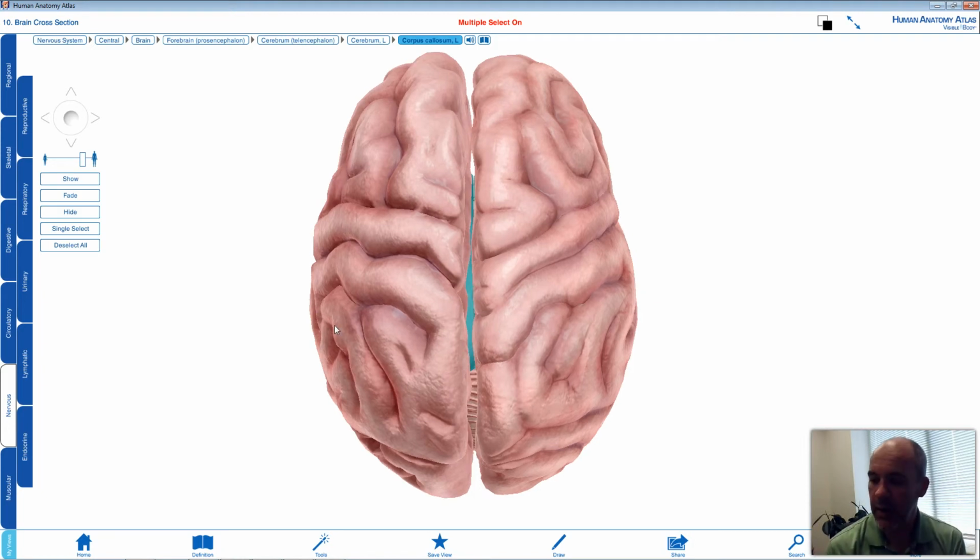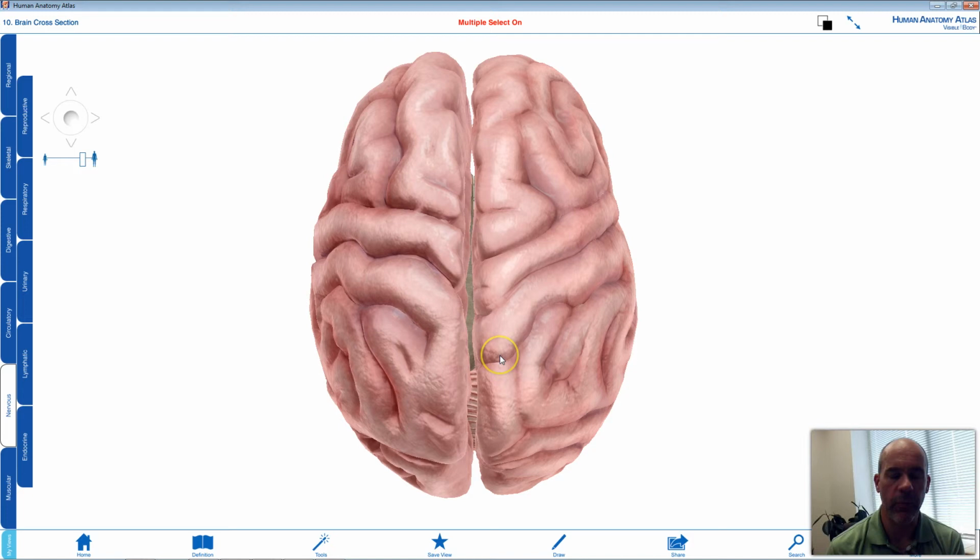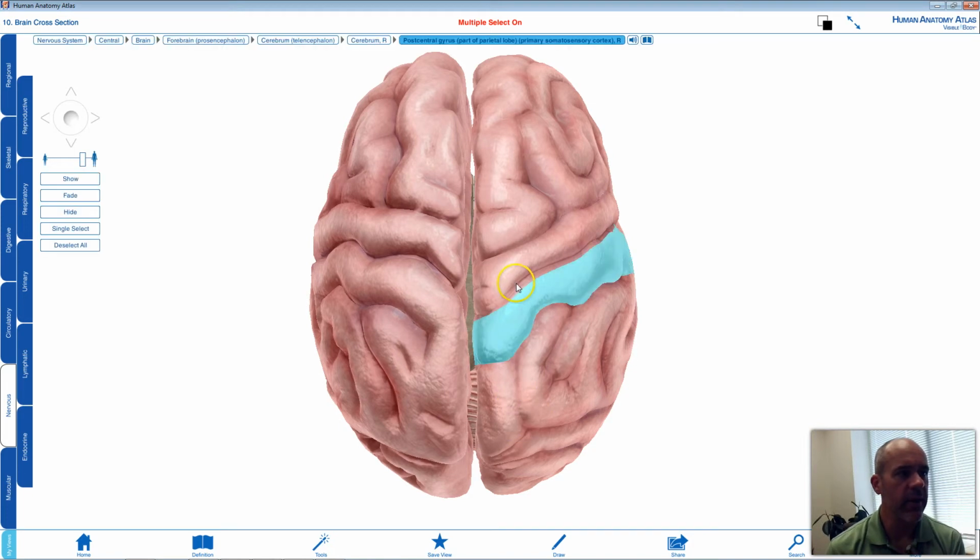All right, so now we're going to move on. We've covered all of the major features of the cerebrum, and of course you're going to have a whole lot more function information over on the physiology side. Now let's move on to a deeper part of the brain called the diencephalon. So let me deselect my corpus callosum. We're going to take other looks at the corpus callosum as we go through the anatomy here.